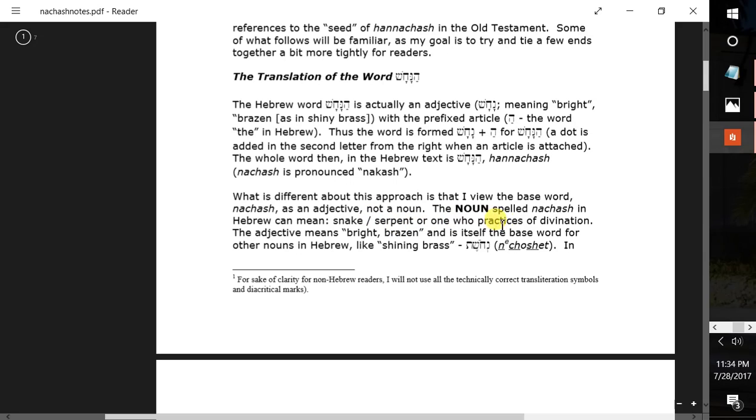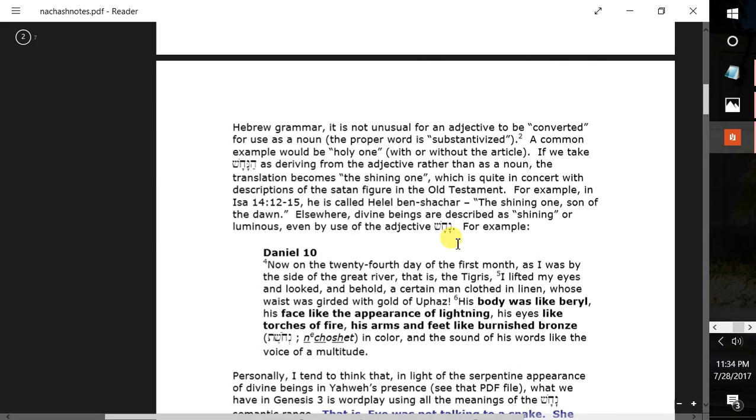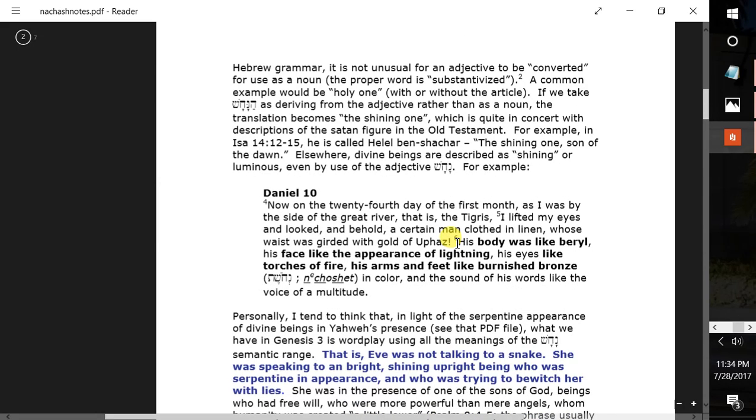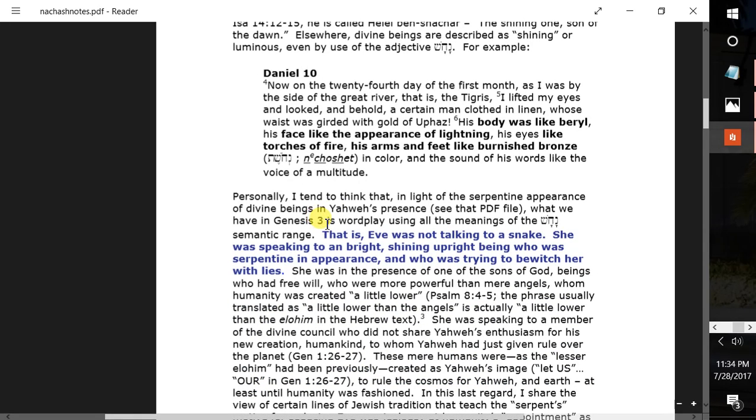Or one who practices divination. The adjective means bright, brazen, and is itself the base word for other nouns in Hebrew, like shining brass. Let me keep reading down here. Let me read one more bit in here. I'm going to put up the link for you guys to go read this.